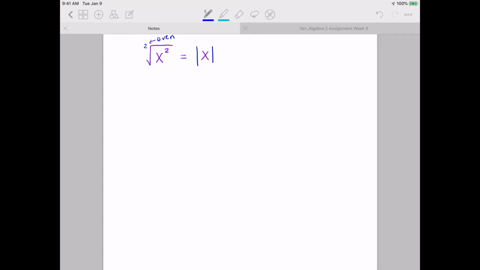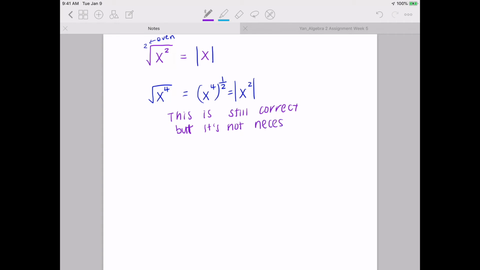And then if I do the square root of x to the 4th power, this would be x squared. Let me just show real quick why: it's x to the 4th to the 1/2, right? So it will be x squared. So do we need the absolute value bar? Writing it as the absolute value of x squared is still correct, but it's not necessary to include the absolute value symbol, because x squared is non-negative.